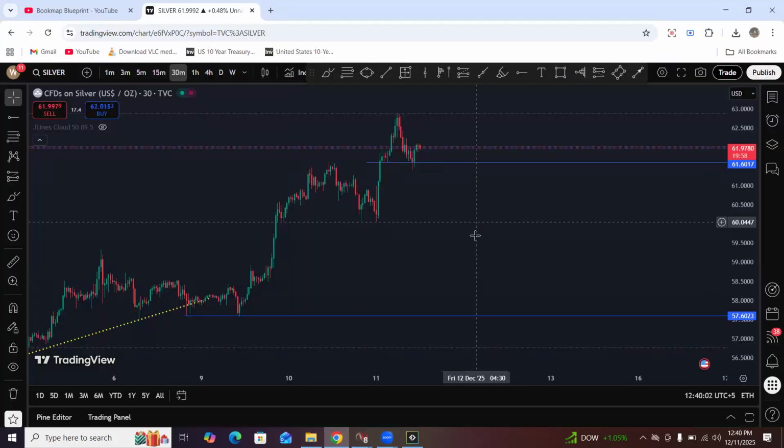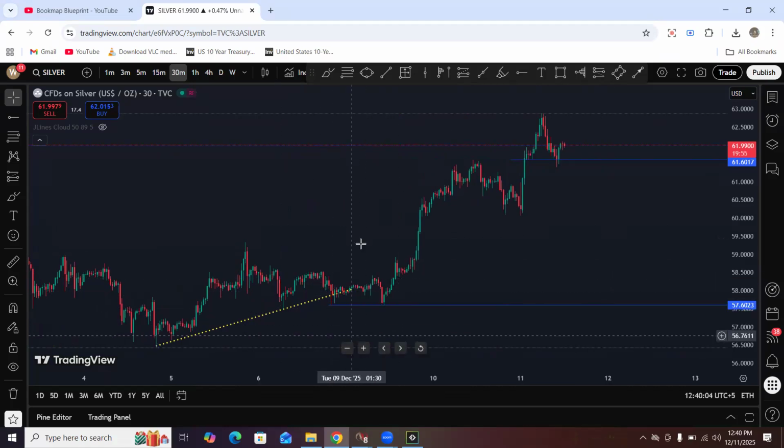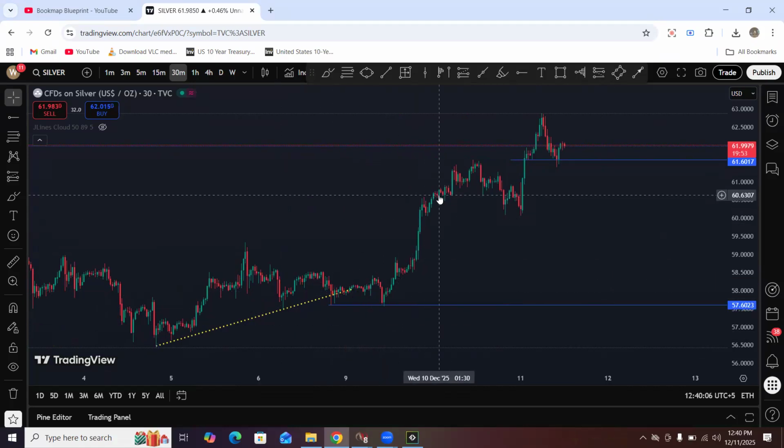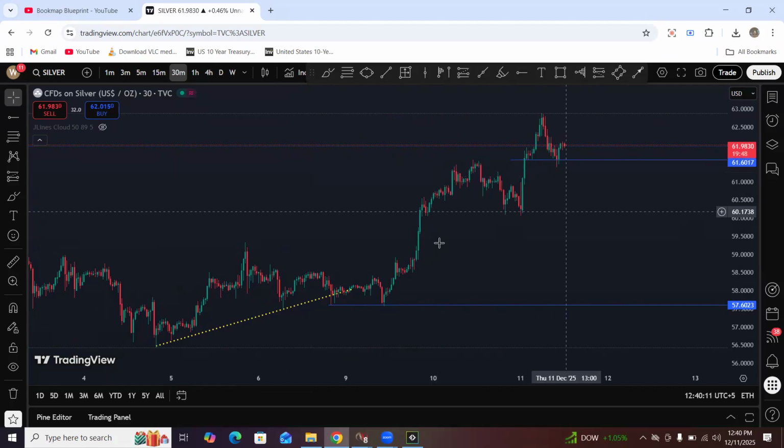All right, as you can clearly see now, this was my trade. This particular trade went exceptionally well. I had closed some of my positions right here, and then I held it for 61. And that specific target was successfully hit.